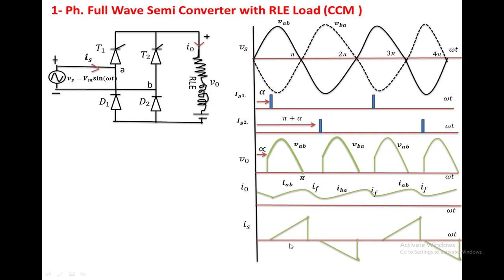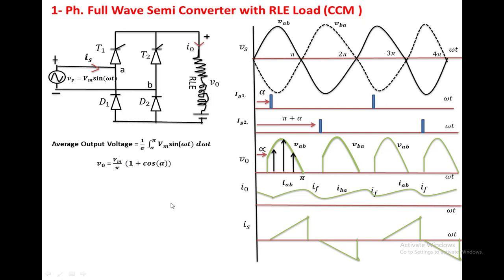Now we are going to find the average output voltage. From 0 to pi, what is the waveform? The same waveform, so the base length becomes pi. V0 equals 1 by pi integral from alpha to pi of Vm sin omega t d omega t. If we complete this integration, we get V0 equal to Vm by pi into (1 plus cos alpha).